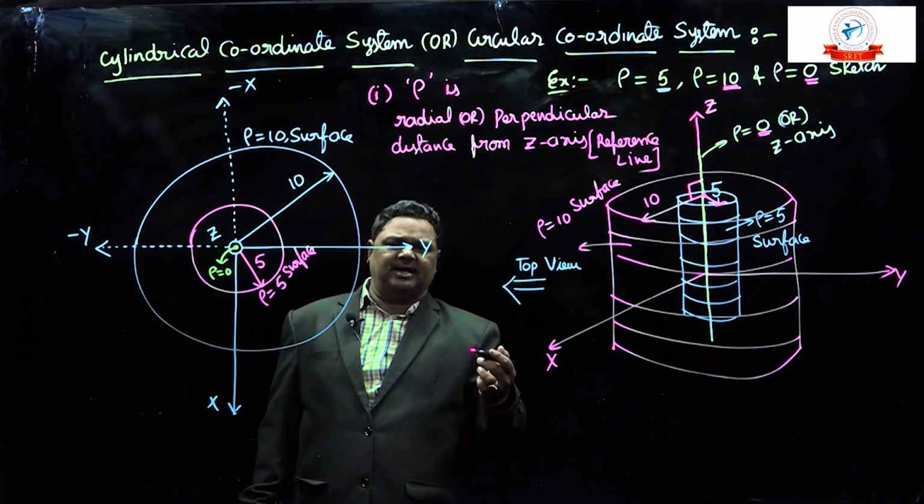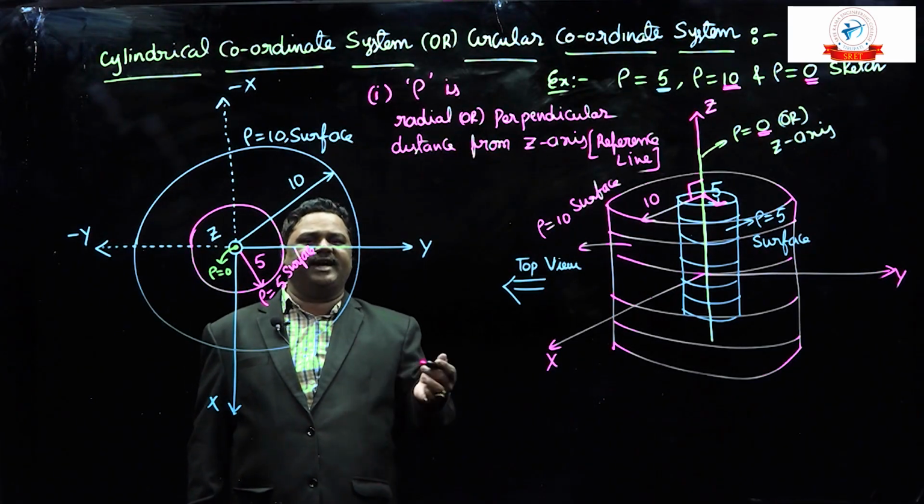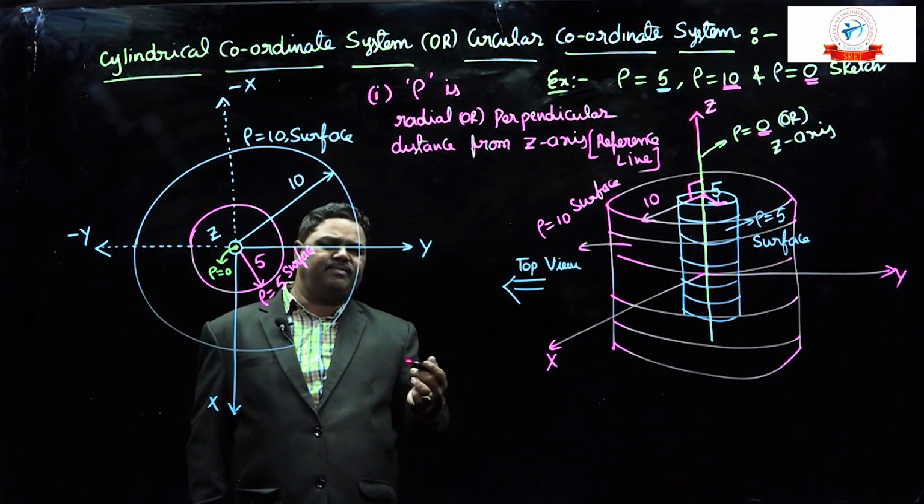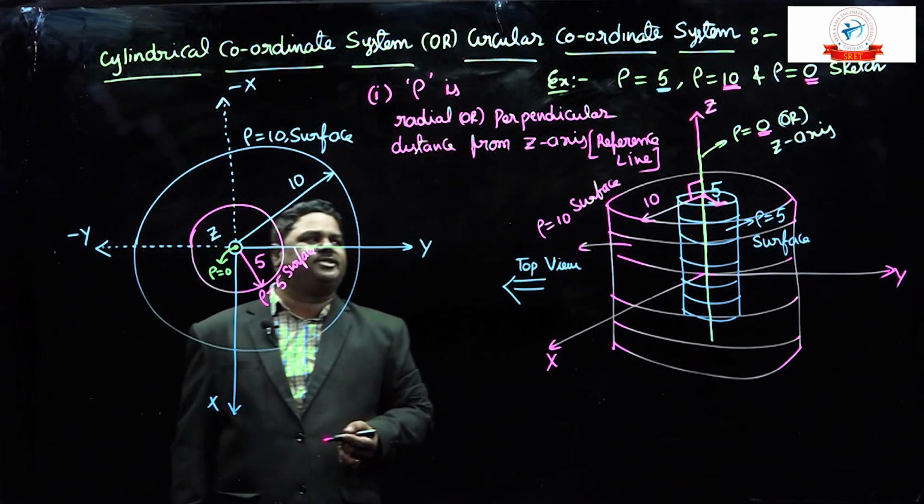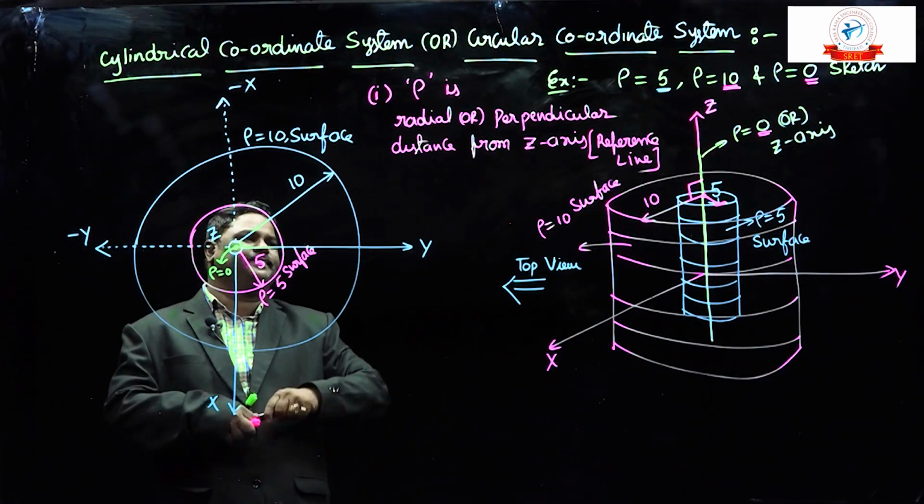Whenever we observe in electromagnetic fields, we say that the rho coordinate indicates radial distance from the z-axis, or radial distance from some reference line. Similarly, consider the second important point.